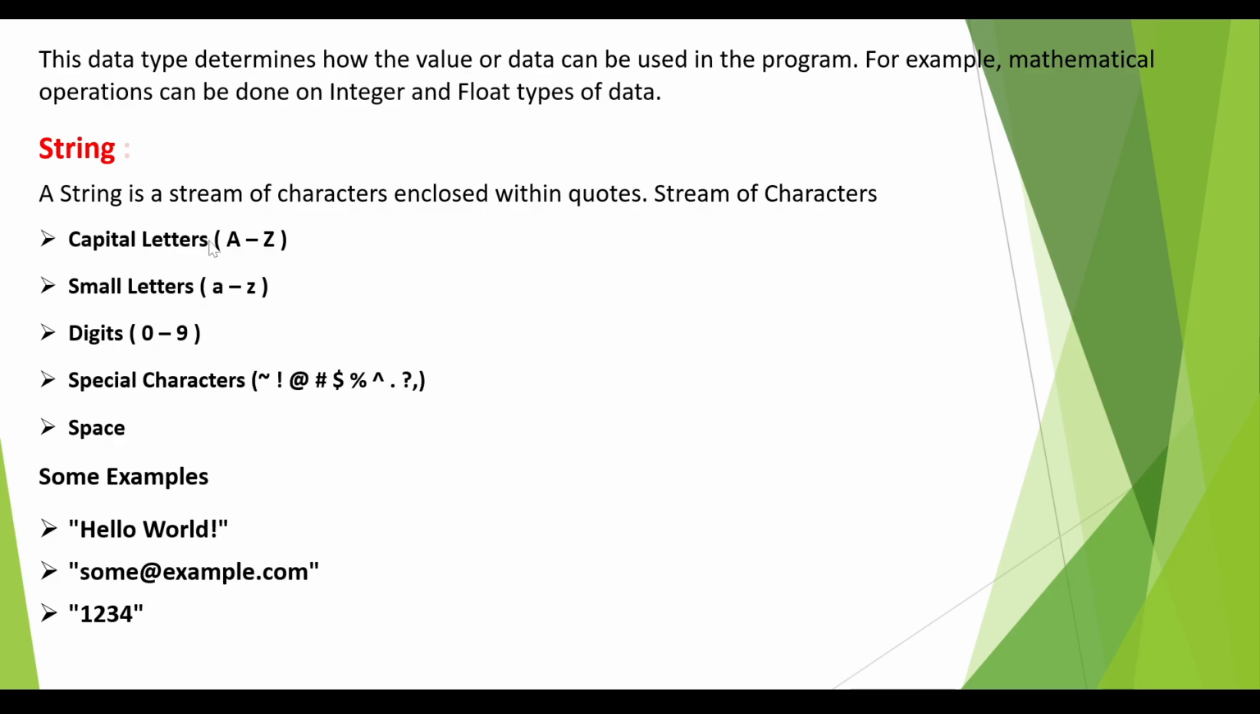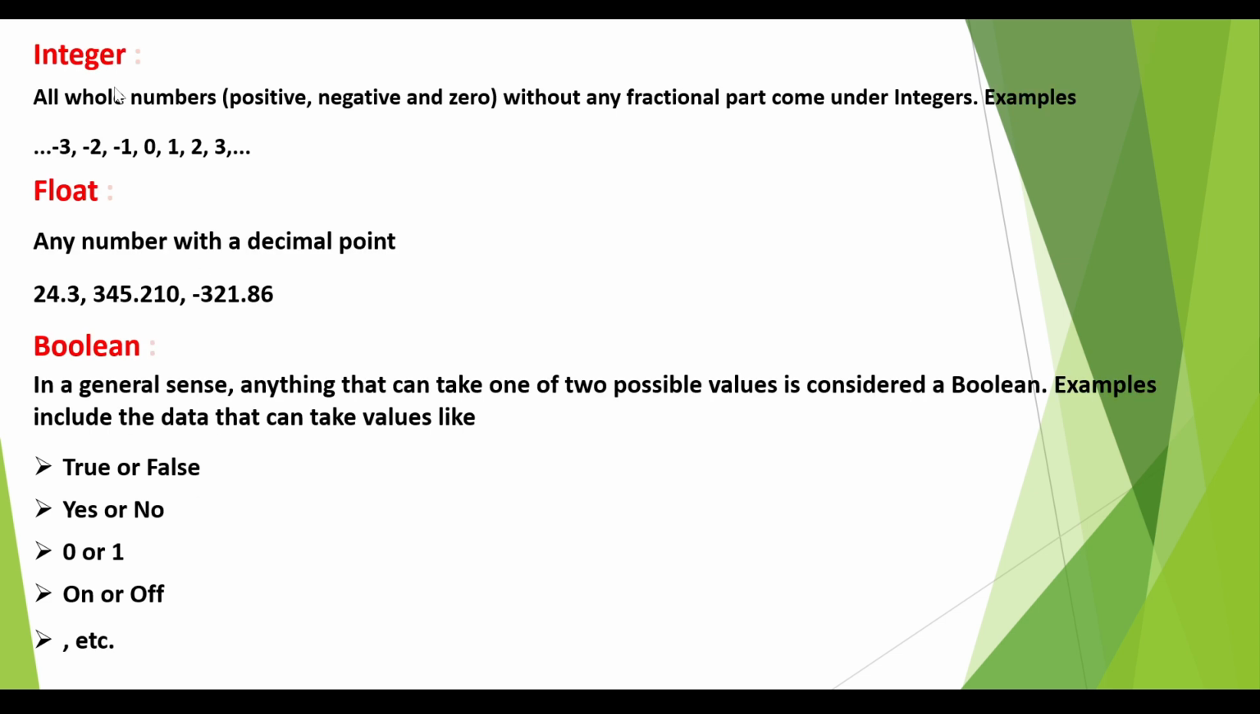This comes in different formations: capital letters, small letters, digits, special characters. Next, as well as integer, I told you, the negative numbers and positive numbers along with zero are called integers. Float values are also the same: having an integral part as well as a decimal part, along with the decimal point, is called float values. Boolean is also the same. In general, anything that can take one of two possible values is considered a boolean. For example, the data can take values like true or false, yes or no, 0 or 1, on and off. This type of situation we call boolean.